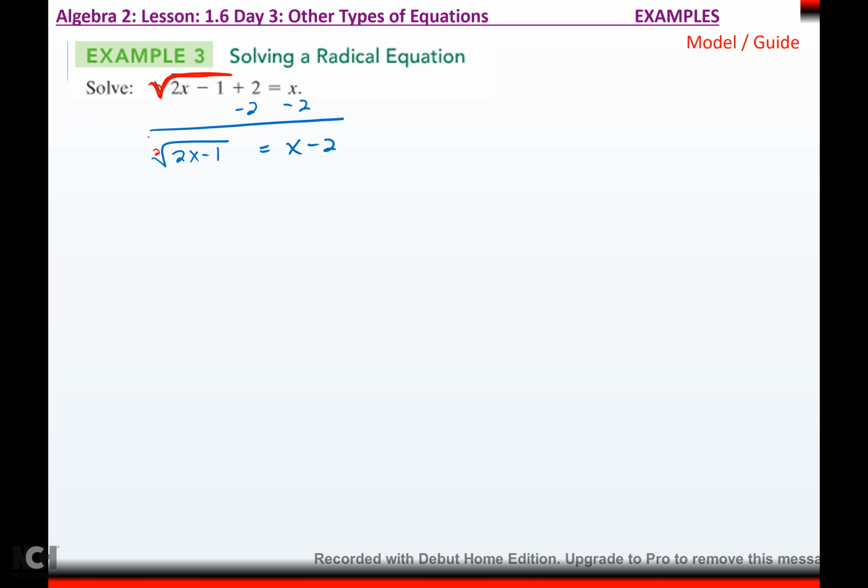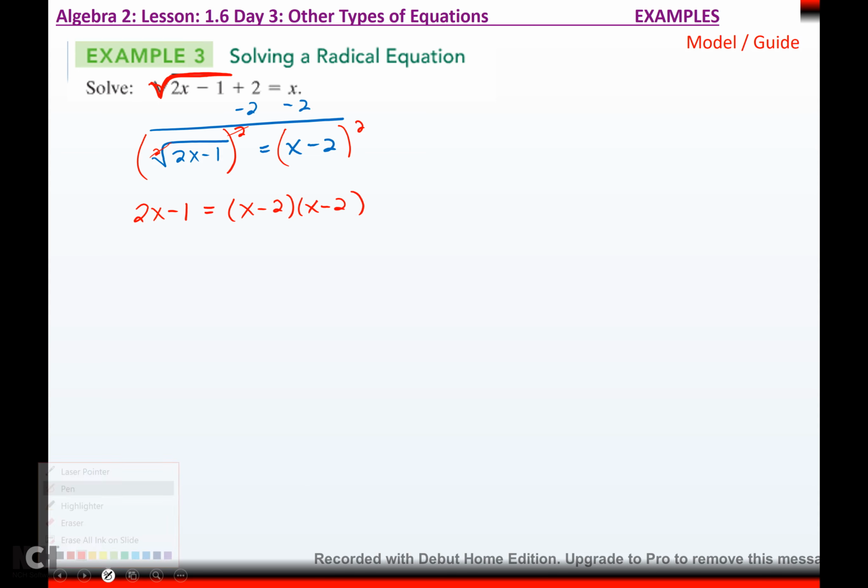Because this is a square root, I can raise it to the second degree, and that will eliminate it. But I got to do it to both sides. Now over here, the square kills the square root, and I'm left with 2x minus 1. Over here, to square that without killing puppies, you have to make 2 copies and FOIL.